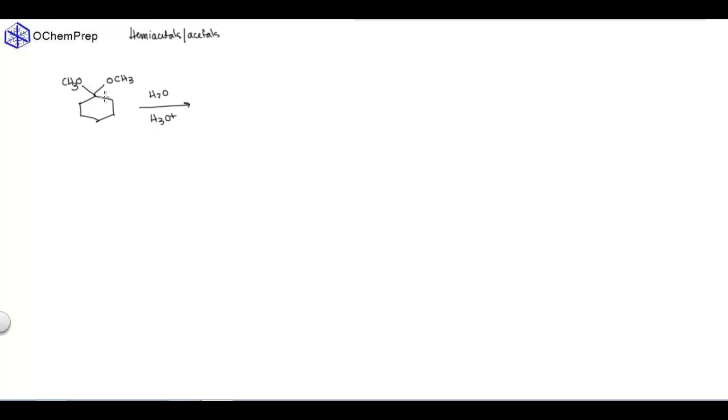Here's our acetal. Remember, anytime you have a carbon attached to two O's at the same time, that's going to become the C double bond O. So here's our C double bond O. And the water comes in to make that O, and you lose two methanols. So now we know where we're going. Go through the mechanism. You're going to take your hydronium and protonate one of the oxygens, redraw.